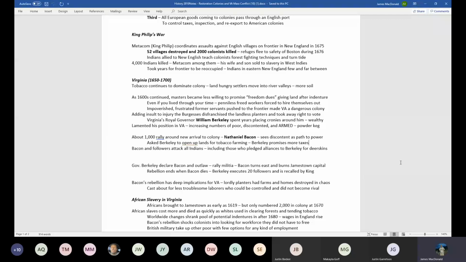Metacom was an Indian who said, look, we've given up all this land to the villages and towns in Massachusetts and greater New England.